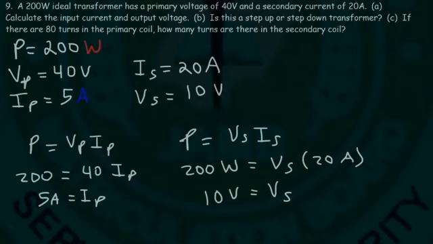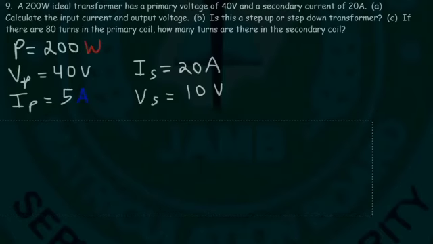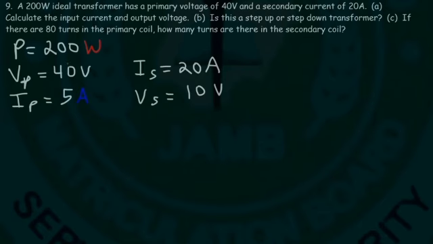Now, is this a step up or a step down transformer? What would you say? Is the voltage increasing or decreasing? Notice the voltage went down from 40 to 10. So the voltage is decreasing, which means that this is a step down transformer. Now, if there are 80 turns in the primary coil, how many turns are there in the secondary coil?